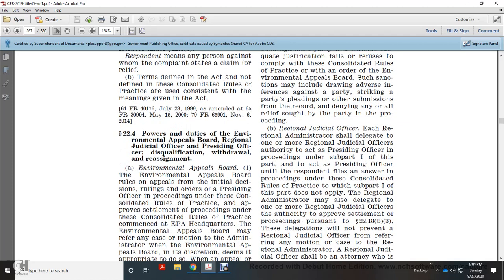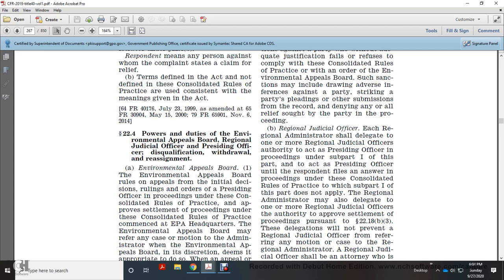Each of the regional administrators delegates to one or more regional judicial officers the authority to act as presiding officer in proceedings under subpart I of this part, until the respondent files an answer. For proceedings under the Consolidated Rules of Practice in which subpart I of this part does not apply, the regional administrator may also delegate to one or more regional judicial officers the authority to approve the settlement of the proceeding pursuant to Title 22.18(b)(3).